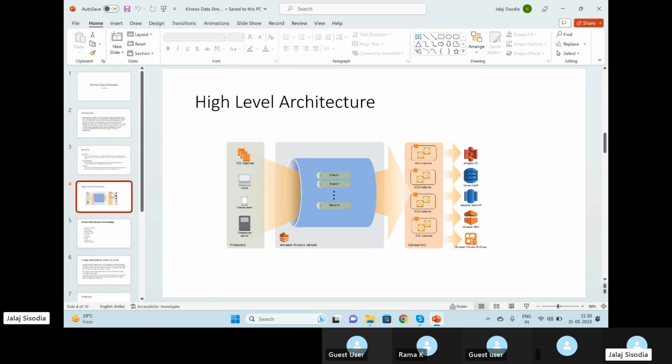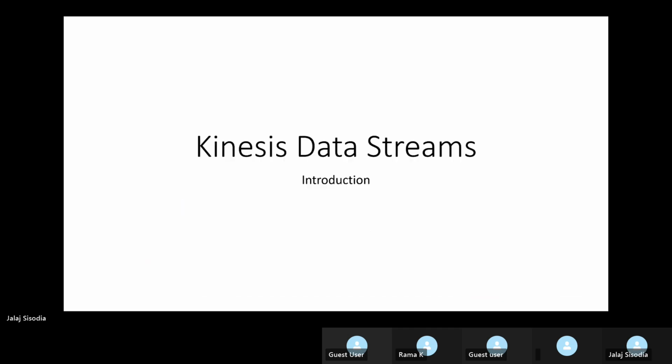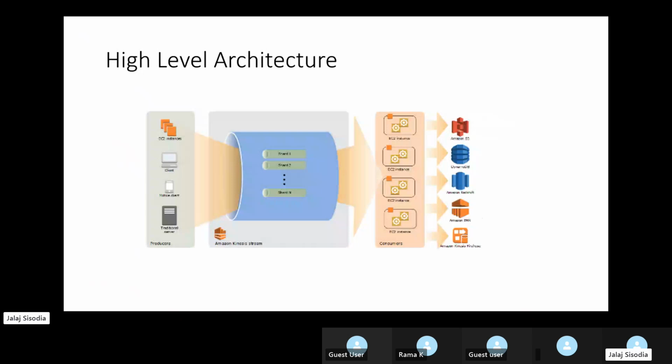So in this architecture, if you see on the left hand side of our screen, if I make it full screen, on the left hand side we have data producers. These producers can be your EC2 instances, just for example. This can be your local machines or your on-premise machines, your mobile devices, some transactional server, or your IoT machines.